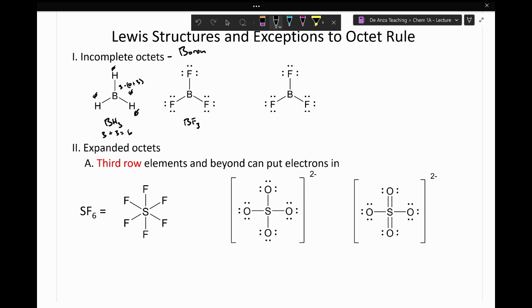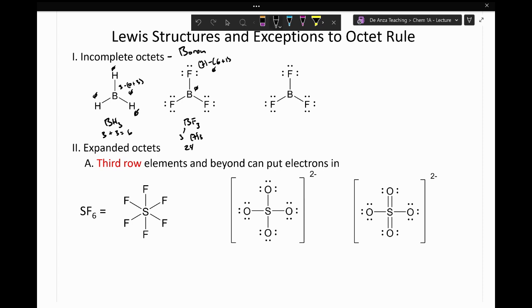BF3 looks very similar to BH3. Boron brings in 3 electrons. Each fluorine brings in 7, so that's 21. So 3 plus 21 is 24. We spend 6 of those electrons in bonding, and then 18 of them in forming our lone pairs around fluorine. If we look at our formal charge here, boron has 0, and fluorine likes to have 7 electrons, and right now it has 6 electrons in lone pairs plus 1 bond. So this fluorine also has a formal charge of 0.